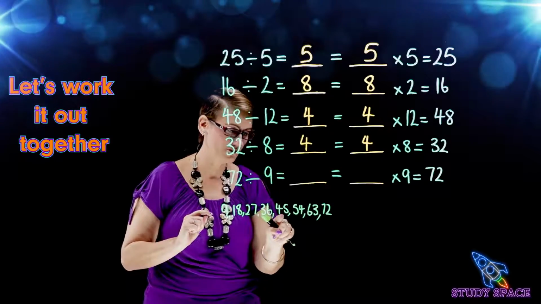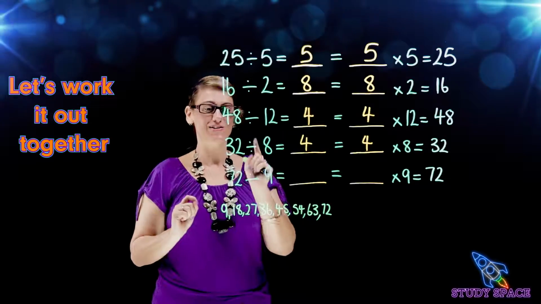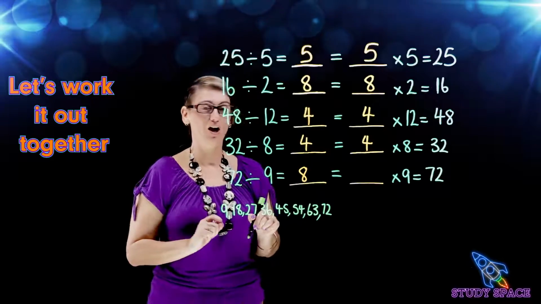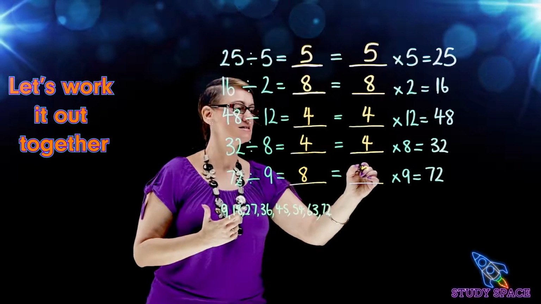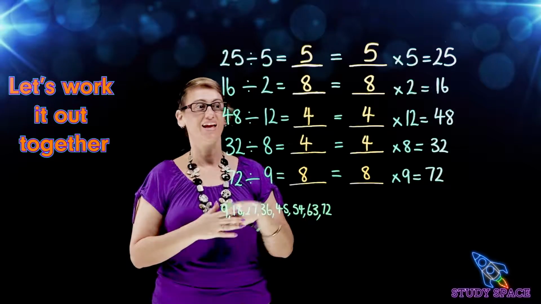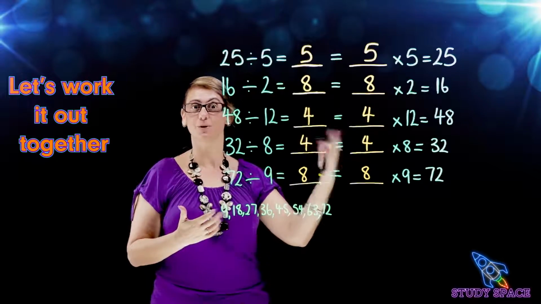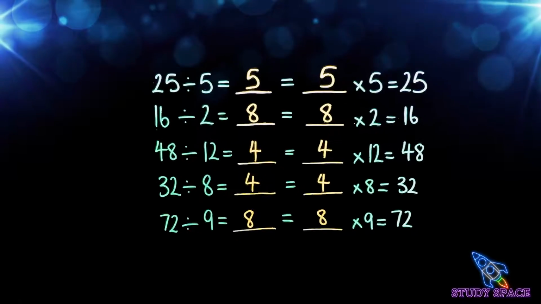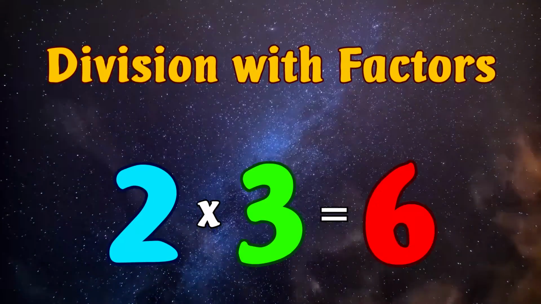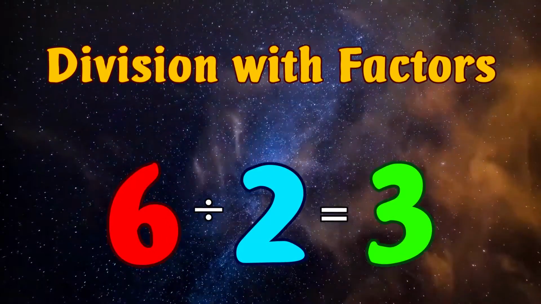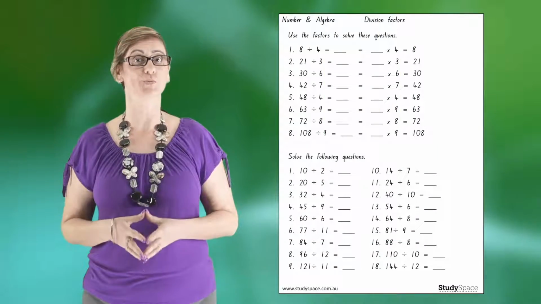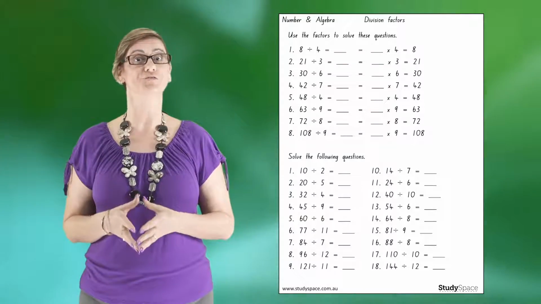1, 2, 3, 4, 5, 6, 7, 8. So 72 divided by 9 equals 8, which means 8 times 9 equals 72. The inverse operations of division and multiplication. The worksheet for this lesson, boys and girls, gives you the opportunity to practice using the factors to solve the division questions.